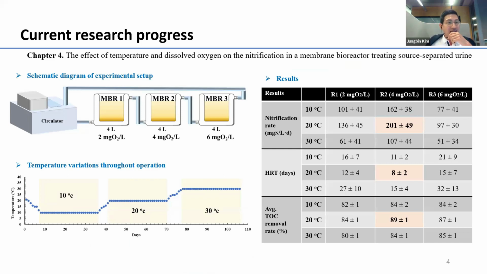I see that there are points for temperature 10, 20 and 30, but do you think that the maximum point is between 10 to 20 or 20 to 30? Because I think the temperature difference is quite big, so I don't know where the maximum point is. Do you have any idea about that?